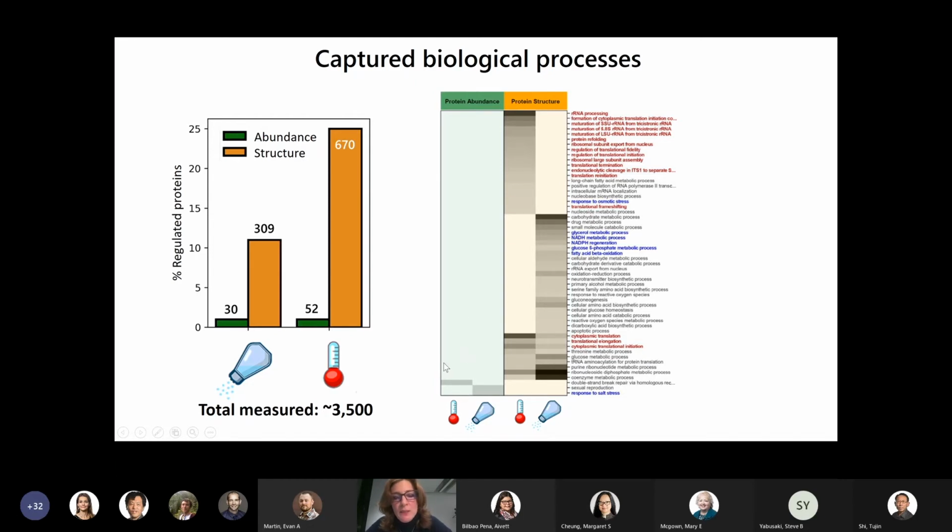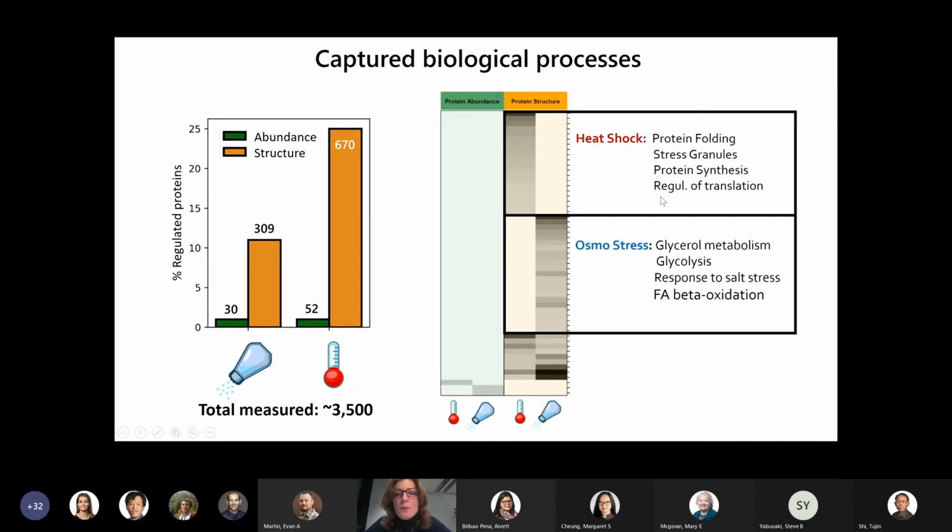So using protein abundance data, we didn't detect a lot of GO terms, just the 3 down here, and that's again expected because the number of proteins that changes is very, very small. When we looked at protein structural data, we captured a certain number of GO terms. These especially were enriched under conditions of heat shock, these for osmotic stress, and the ones you see at the bottom here in both conditions.